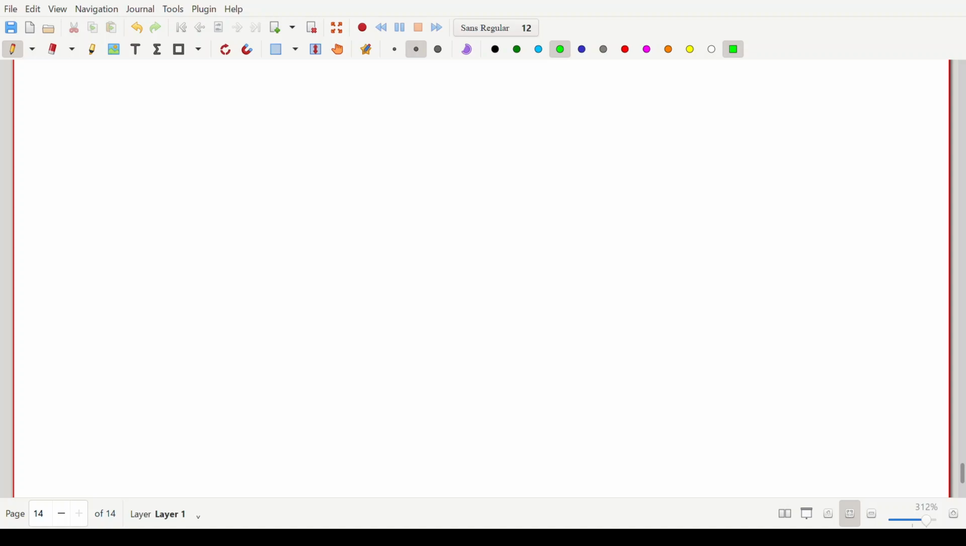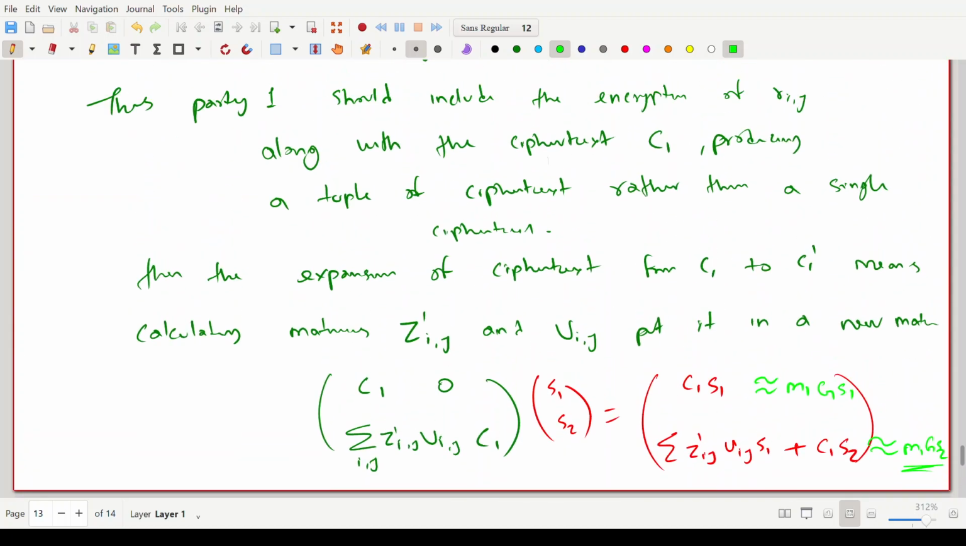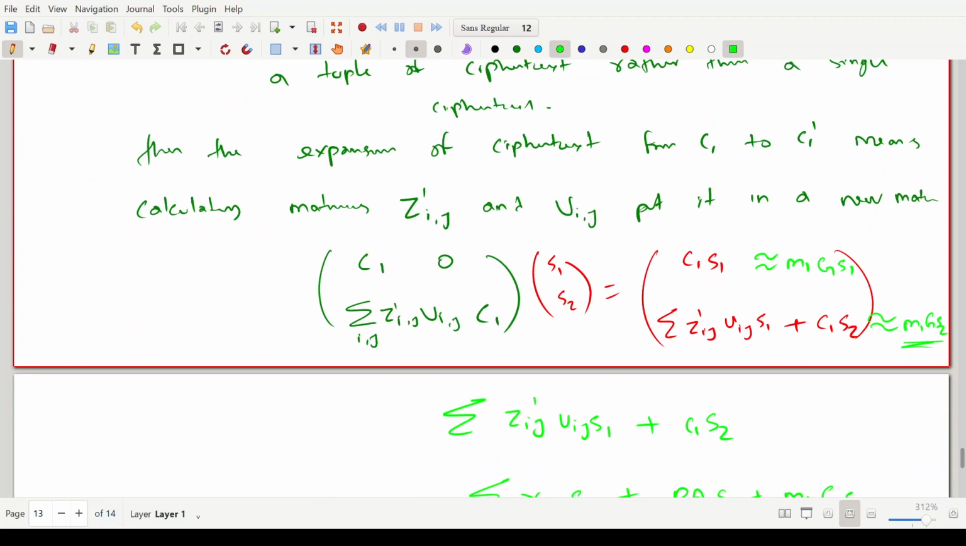See, including the encryption of this Rij will not weaken the security of the scheme because of the security of GSW encryption. Also, the expansion of ciphertext can be done by any party because no secret keys are involved, which is very convenient. In all the cases, I have not used my secret key anywhere. Correct. So each of the parties can do that.